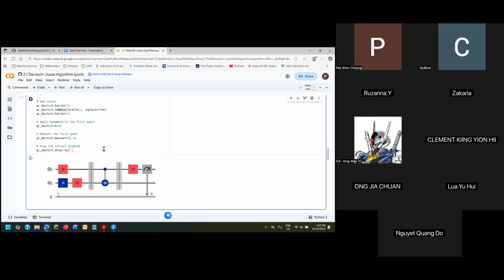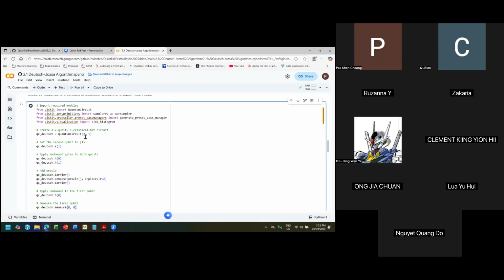Then after that, we measure the first qubit. When you see the syntax is 0, 0, the first 0 means that we measure the first qubit. The second 0 means that we store our measurement result in the first classical bit. Remember, we have 2 qubits and 1 classical bit.